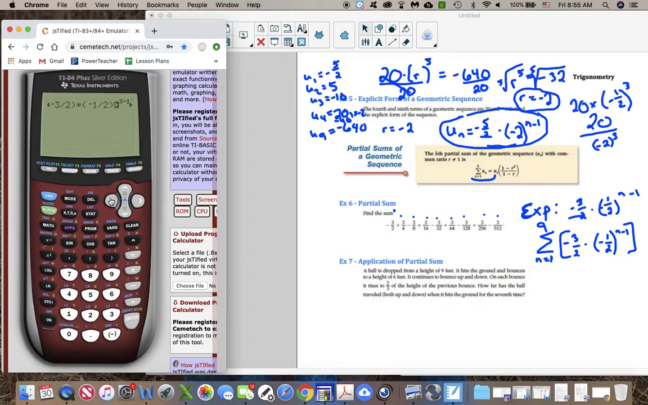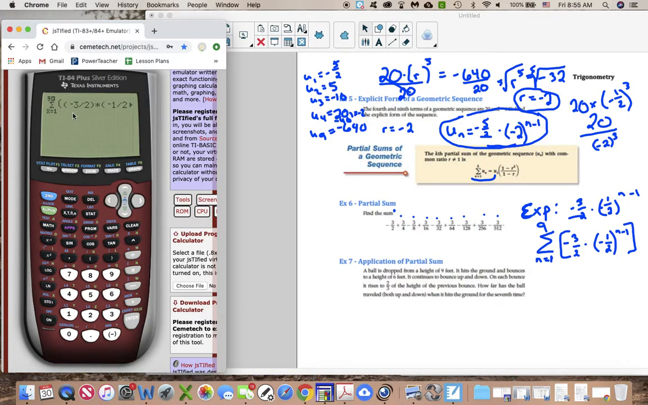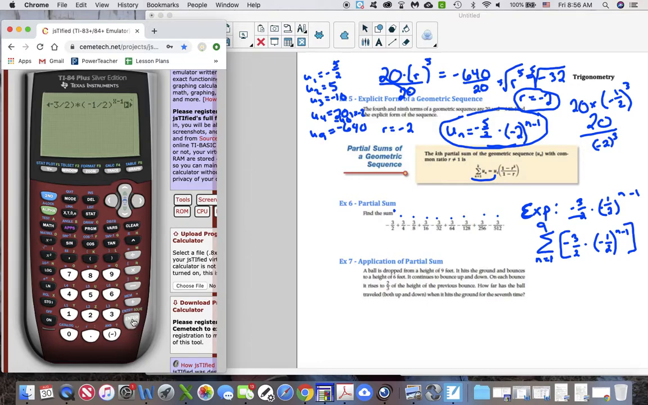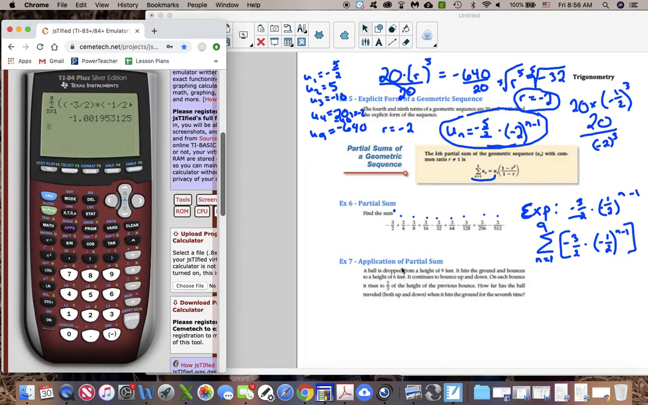Okay, so I'll go through all that again real quick. I have my parentheses opened up. I'm going to open up another set of parentheses just so I can write in negative 3 halves. Negative 3 over 2 times negative 1 over 2 to the x minus 1 power. And I hit enter, and it's going to spit out a number for me, negative 1.002, basically.